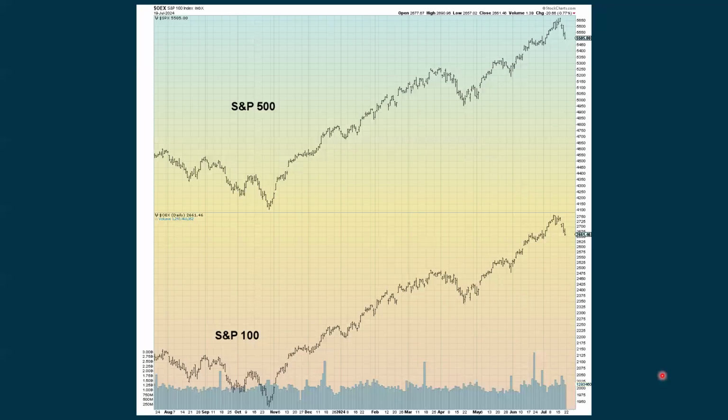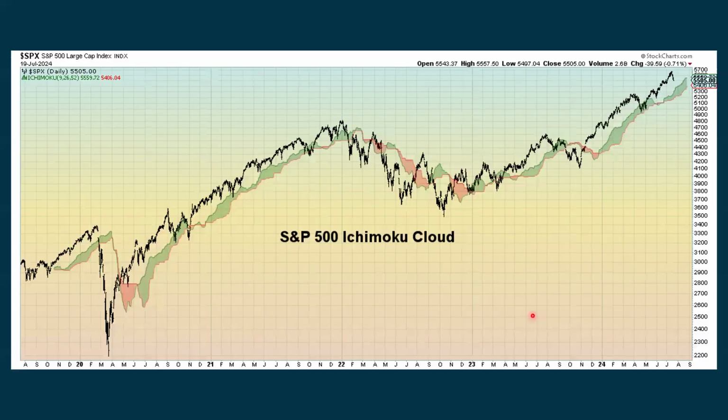And we compare the S&P 500 on top and the S&P 100 down below. And the S&P 100 was really leading the S&P 500 higher because it has the mega caps and the really big companies in it. Well, it's now kind of leading the market lower as we're seeing some weakness in those areas. Ichimoku cloud, even though we have been coming down, we're still above the green cloud for right now.